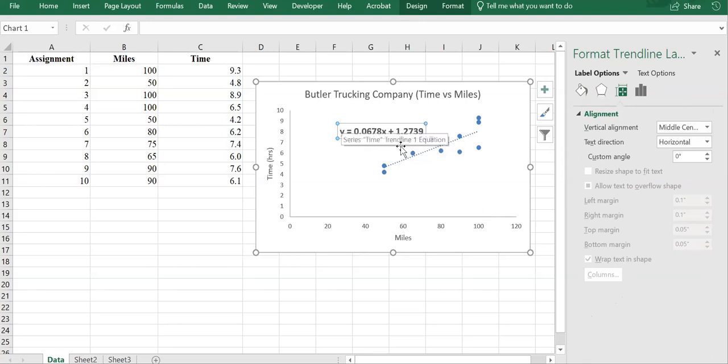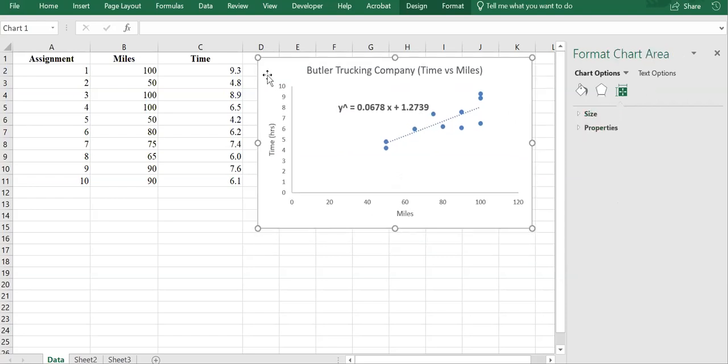All right, so this is the linear equation, except that this should be y hat. Y hat equals slope times x, x being the number of miles, plus 1.27. So this is the y-intercept, this is the slope, and this is the y hat, the time, all right? So that would be the equation for this line. This is one way to get the linear equation.